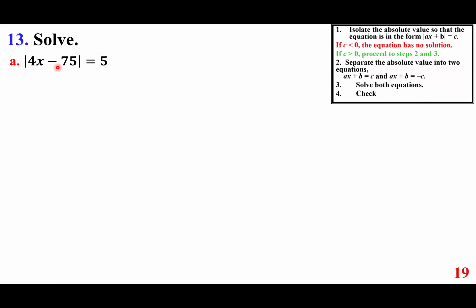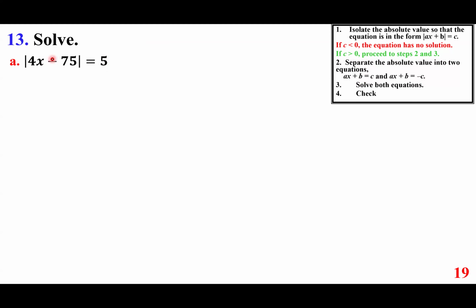If it happened to be 0, you set this one equal to 0 and solve. If it's negative, there is no solution. If it's positive, if c is larger than 0, then we go to the following steps. We make up 2 equations. We drop the absolute value, separate it into 2 equations, ax plus b equals c and ax plus b equals minus c, and solve and check.